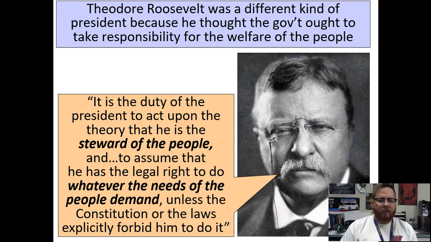He says, "It is the duty of the president to act upon the theory that he is the steward of the people, and to assume that he has the legal right to do whatever the needs of the people demand, unless the Constitution or the laws explicitly forbid him to do it." That's my Teddy Roosevelt. It's really good, I know. Sounds just like it. I think it sounds pretty good, actually.